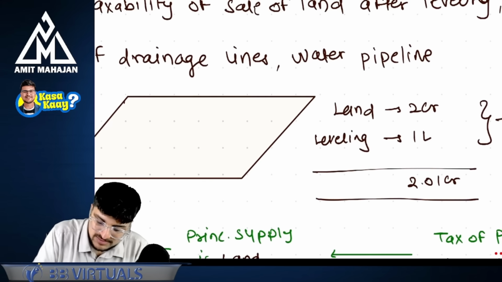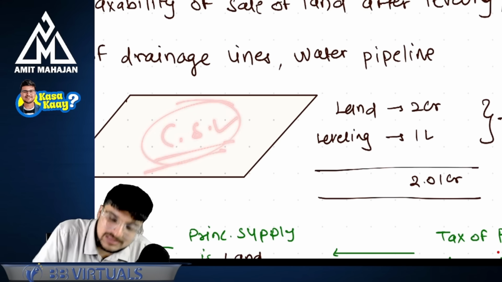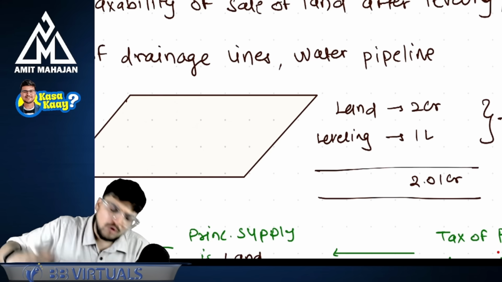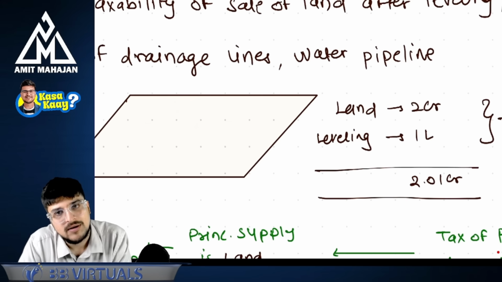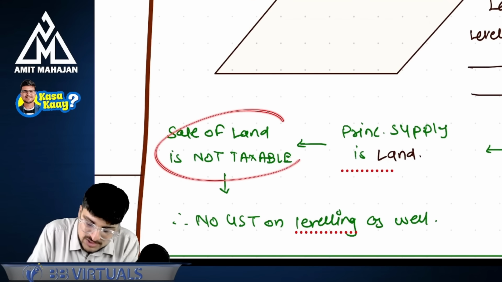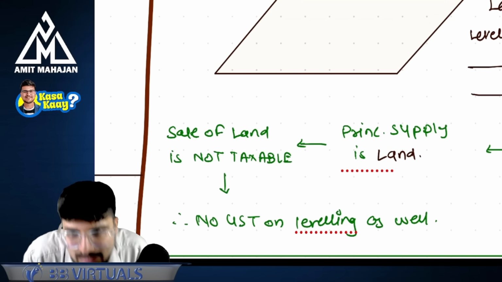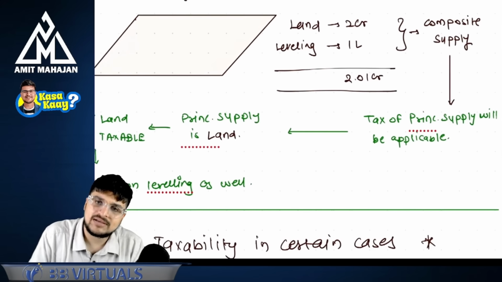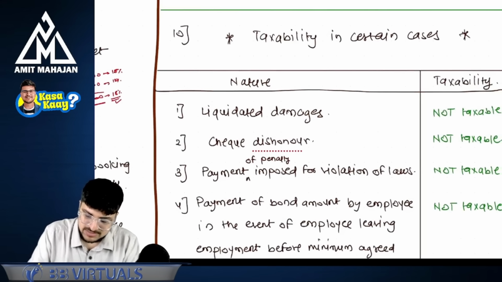Please understand, this will be considered as composite supply, and the tax rate of the principal supply will be applicable. Which is the principal supply? Land is the principal supply. Whatever will be the taxability of land will be applicable on 2.01 crore. But we know that sale of land is not taxable, and therefore there will not be any GST on leveling as well. Perfect, no problem. Okay.